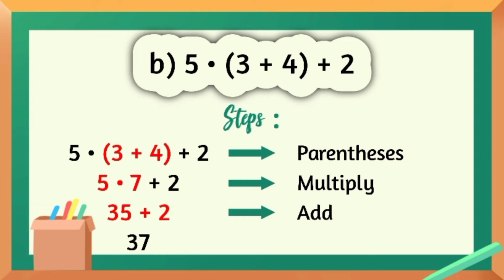So, multiply first. 5 times 7 equals 35, becomes 35 plus 2, then followed by the addition operation. 35 plus 2 equals 37. So the result is 37.